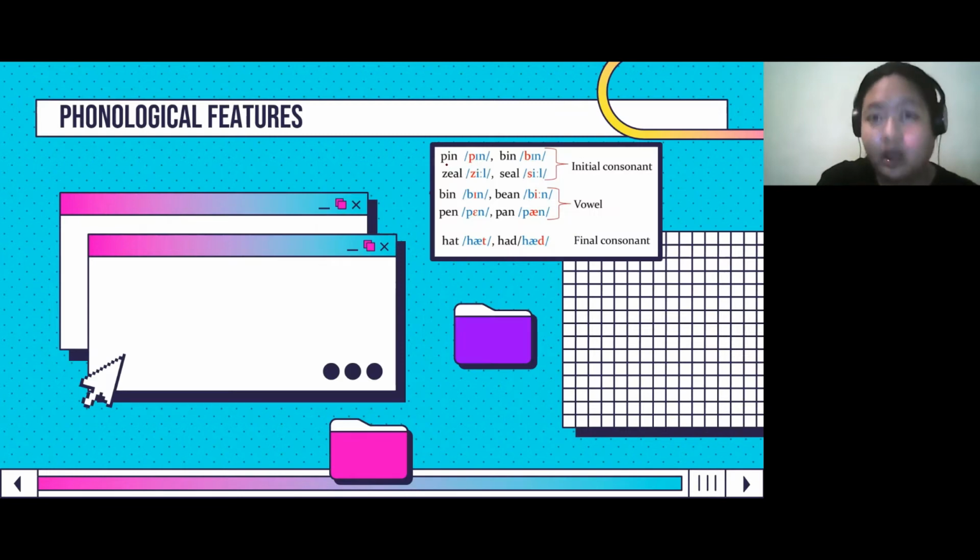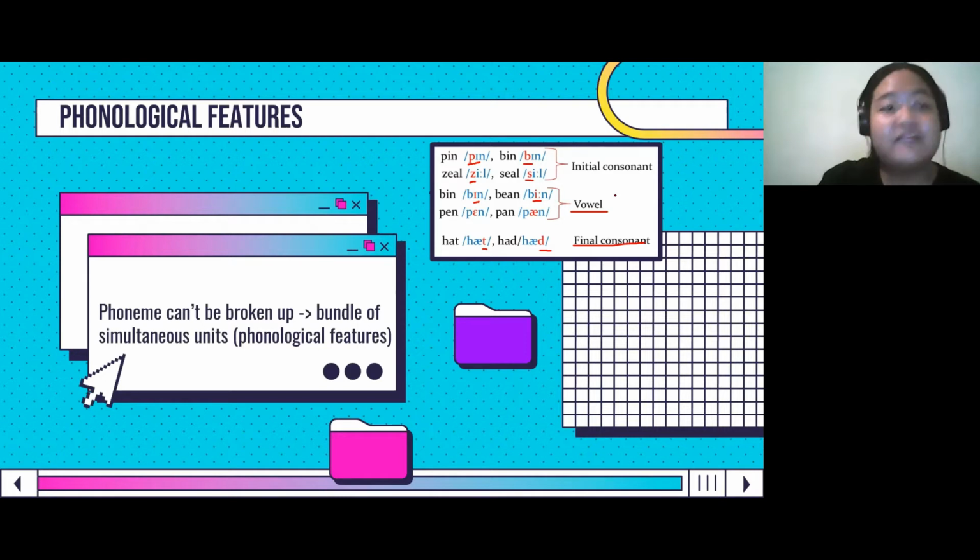So here is an example of pen and bin. It's different, right? The p and b sounds. Zeal and seal, z and s sounds, the initial consonants. Also bin and beam, the short e and the long e in the vowels. And also hat and had, the t sound and d sound in final consonants. So a phoneme as a minimal contrastive unit cannot be broken up into a shorter successive unit, but it can be viewed as a bundle of simultaneous units called phonological features.